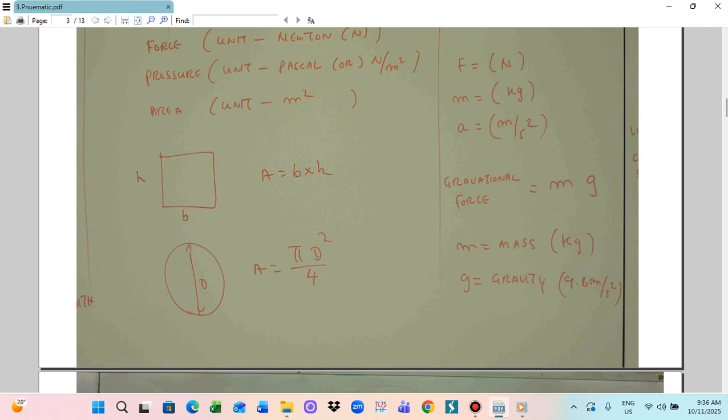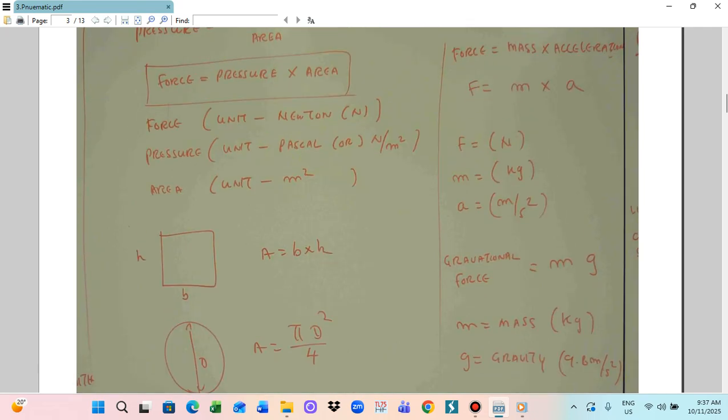Force is the multiplication of mass and acceleration. So force is equal to mass multiplied by acceleration. Force is F, mass is M, acceleration is a. The unit of force will be the Newton, the unit of mass will be the kilogram, and the unit of acceleration will be meter per second squared. And also we can calculate the gravitational force.